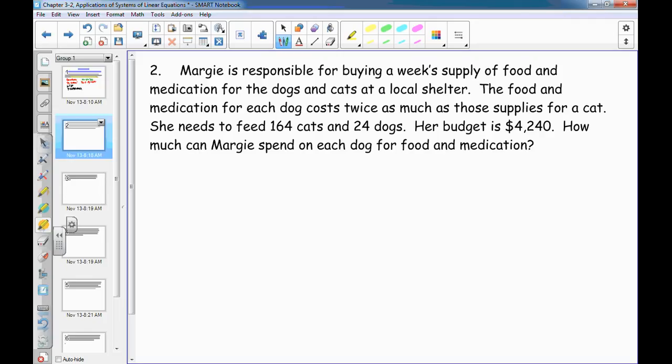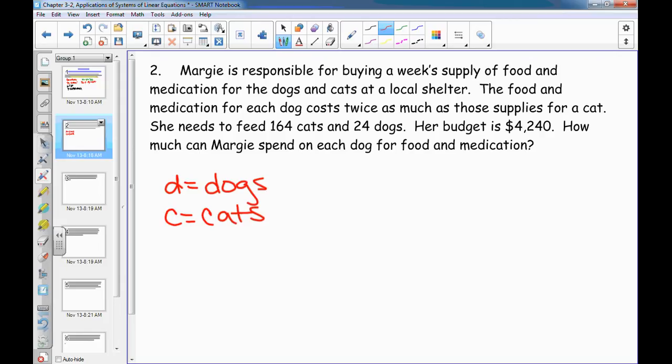Can anybody tell me what my first topics are? What am I talking about here? I'm talking about dogs and cats, so that's going to be part of my variables, right? So I'm going to have D is equal to dogs, and C is going to be equal to my cats.